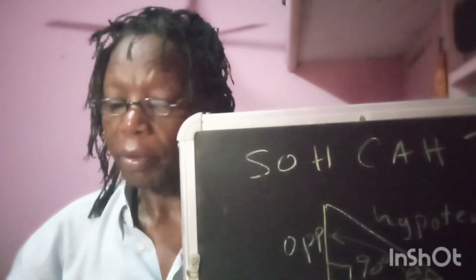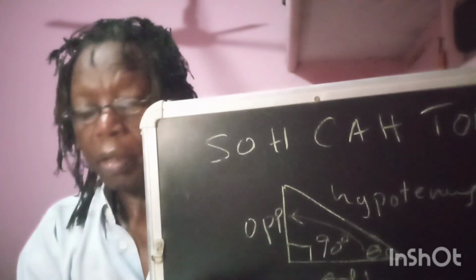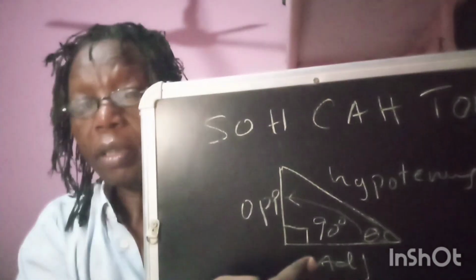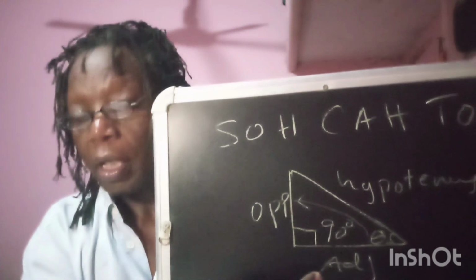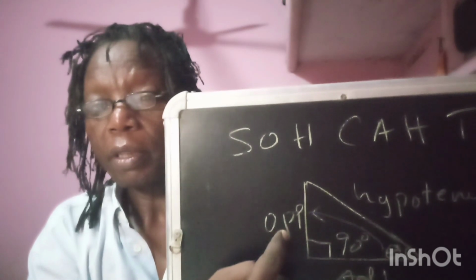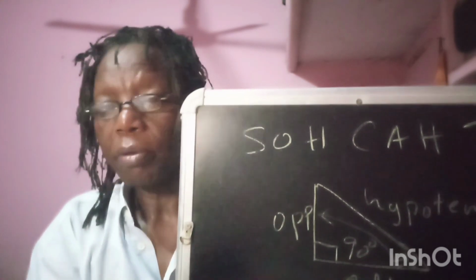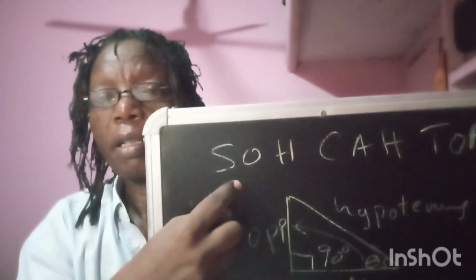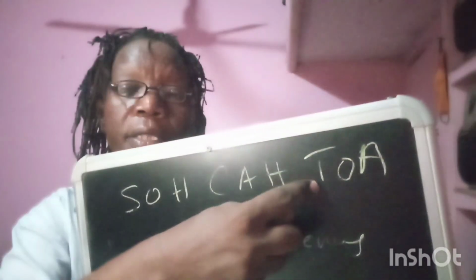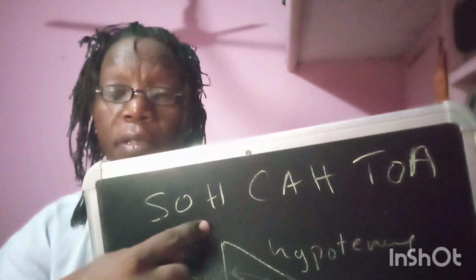Now the formula is that sine is opposite over hypotenuse, right? The opposite is this one, hypotenuse is that one, and cosine is adjacent over hypotenuse, adjacent which is this one, over hypotenuse, and tangent is opposite over adjacent. It's very simple, and that's what it stands for. So sine is opposite over hypotenuse, cosine is adjacent over hypotenuse, and tangent is opposite over adjacent, and this is called SOHCAHTOA, very famous in trigonometry.